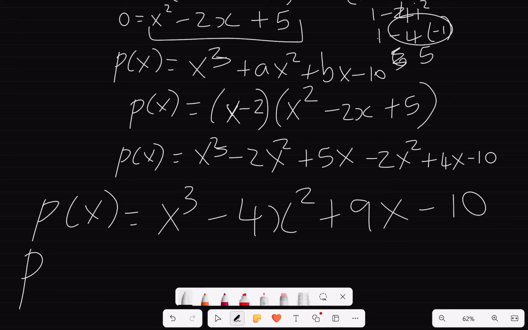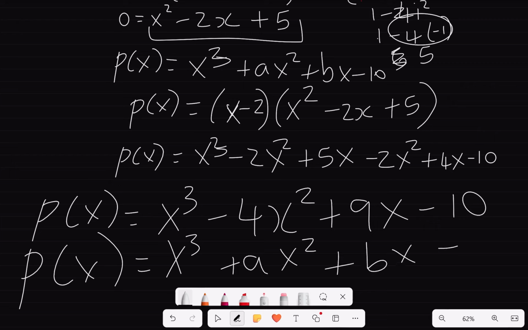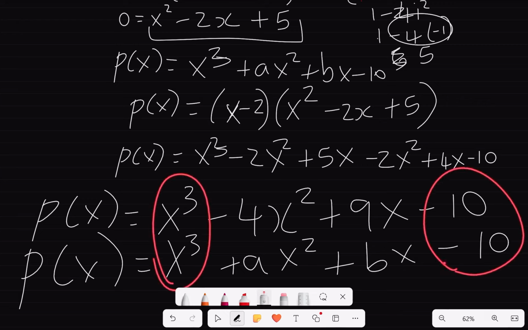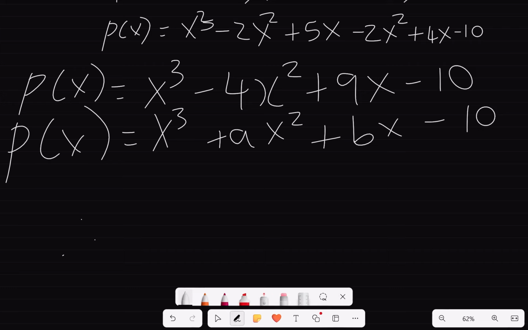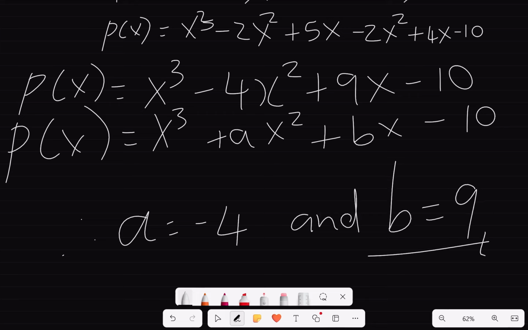And then if we align this with what we are given, we have x cubed plus ax squared plus bx minus 10. You can see that this one is nicely aligned, that one is nicely aligned, which means a must be minus 4 and b must be positive 9. Therefore a equals minus 4 and b equals positive 9. Those are your two solutions, ladies and gentlemen. Thank you very much. Aluta continua.